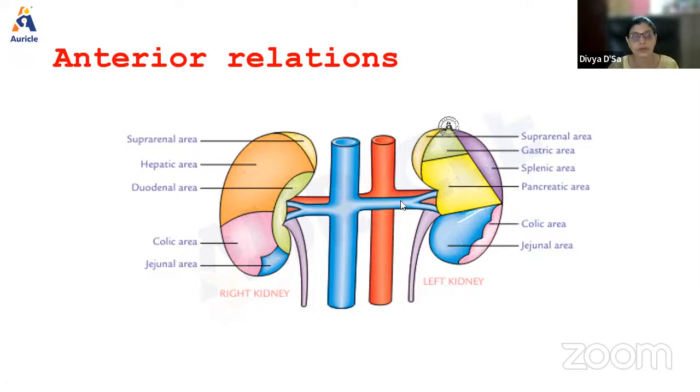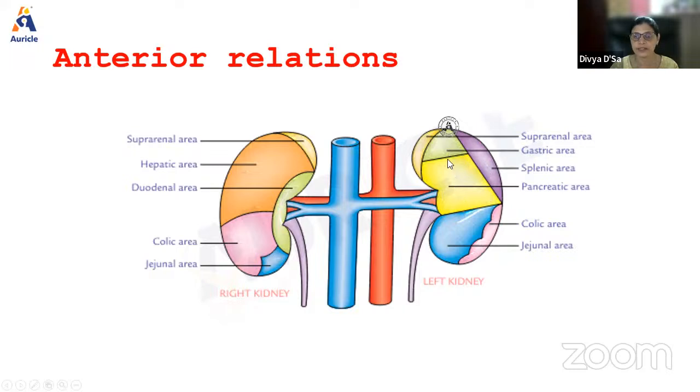Okay, and then below that, here we have the colic area. Below the hepatic area, we have the colic area where the right colic flexure comes in relation. And this is the jejunal area where the coils of jejunum are in relation to the lower pole. Whereas on the left side, we have the suprarenal area where it is related to the left suprarenal gland. Below that, there is the gastric area. And behind will be the splenic area where the spleen is in relation.